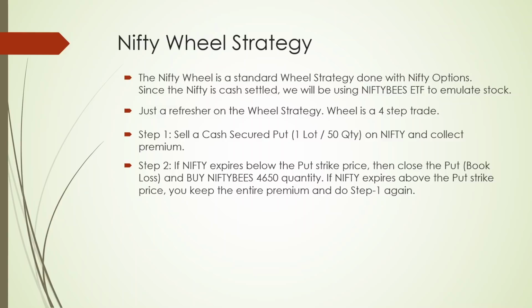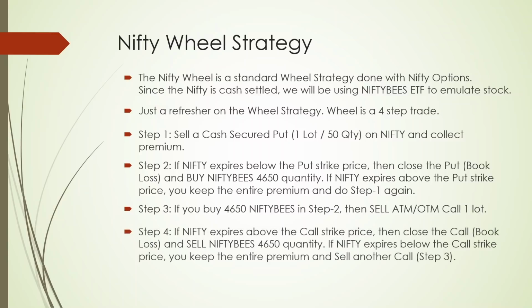If the Nifty expires above your put strike, meaning your put expires out of the money, you just keep the entire premium and sell another put for the next week. Step 3, if you bought the Nifty Bees 4650 units in step 2, then go and sell an at the money or out of the money call, 1 lot. Your put is now gone, but you have 4650 quantity of Nifty Bees, which is as good as having a 1 lot F&O equivalent of Nifty Bees units. Against that, you are selling a call option.